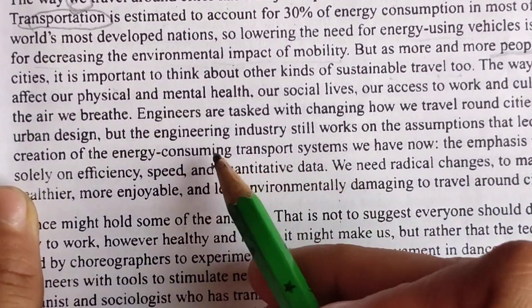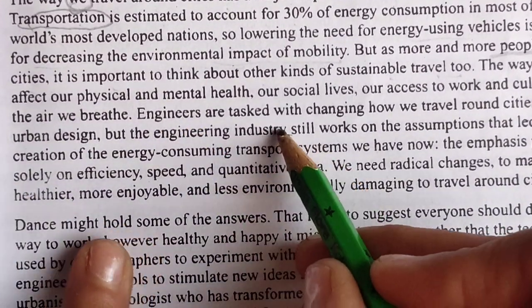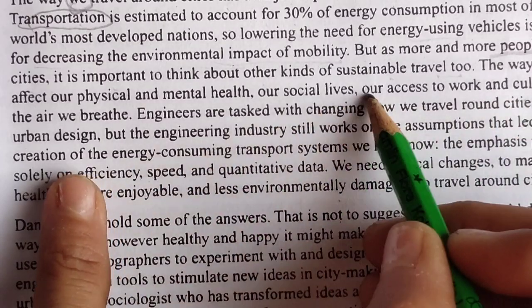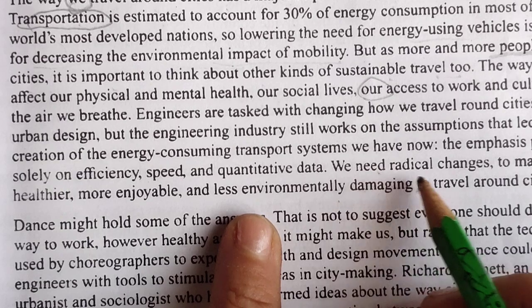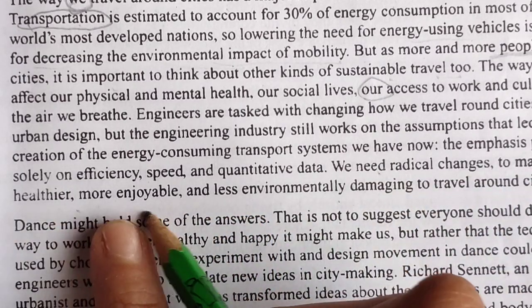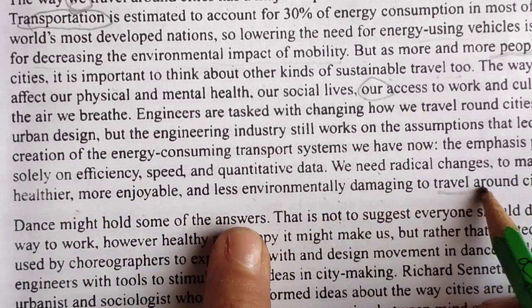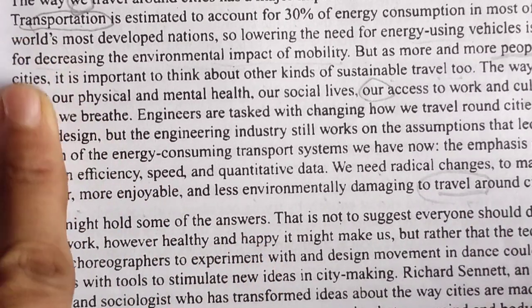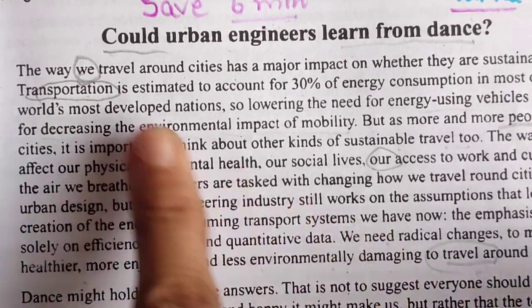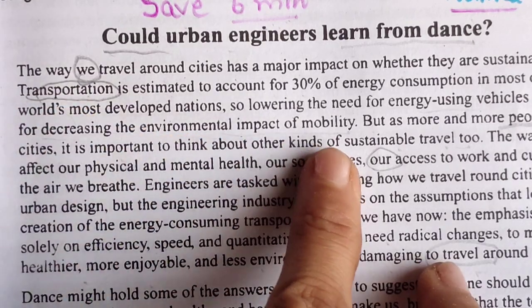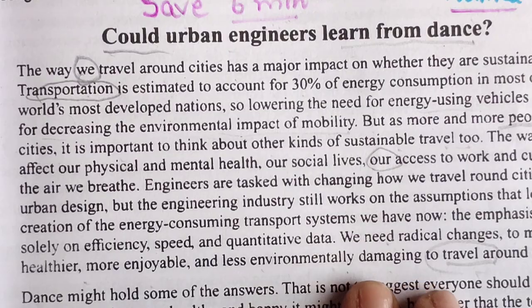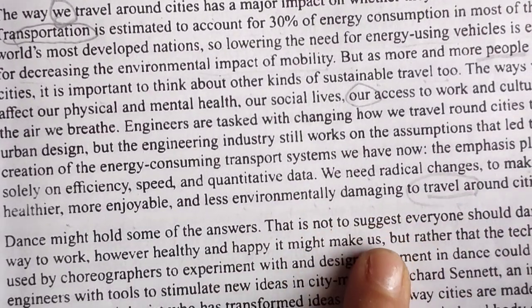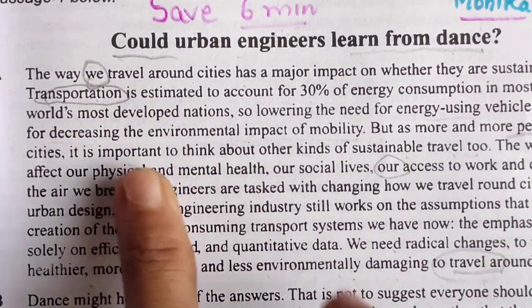So here also social lives, access to art, everything they are talking about art. Let's read another one also: healthier, more enjoyable, less environmentally damaging to travel around cities. So the main motive of this paragraph: you can see transportation, travel, we meaning human beings, damaging to travel. They are discussing everything about transportation.